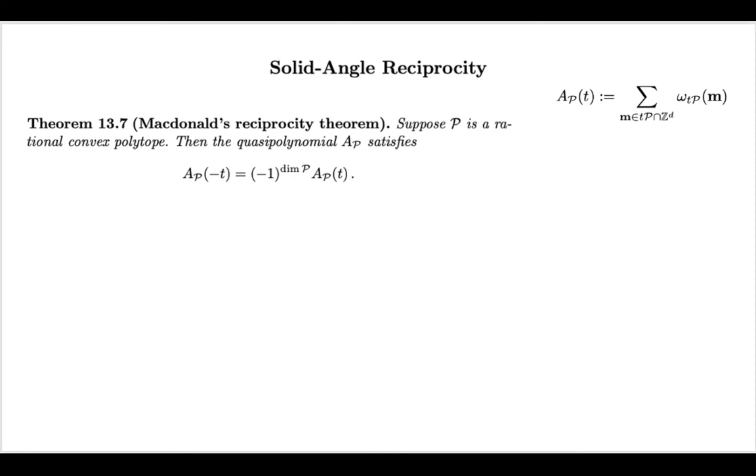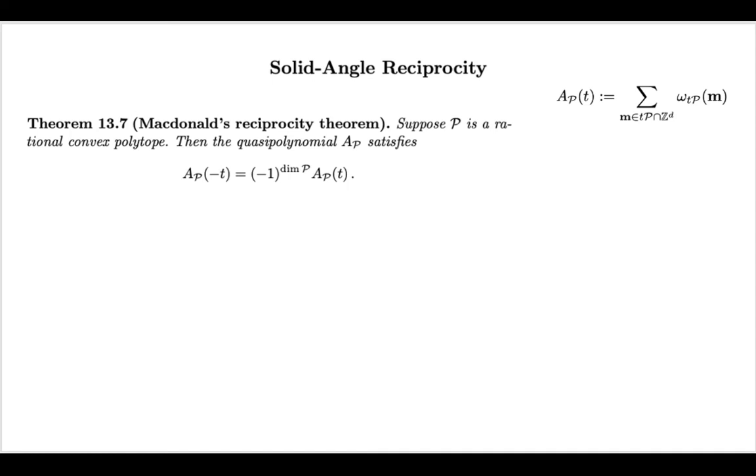I will need this version of Brion for solid angles to prove the reciprocity theorem for the solid angle quasi-polynomials. So this is my main goal of this video. Let me remind you that we had this fundamental angle measuring counting function that we called A sub P. So this is the sum over all integer lattice points in the t-th dilate of a rational polytope, and we're summing the solid angle of each lattice point.